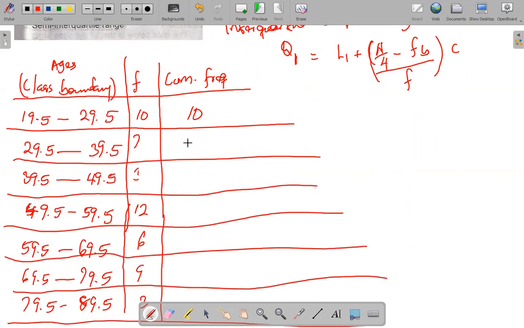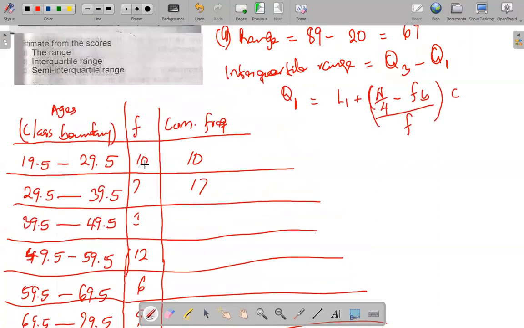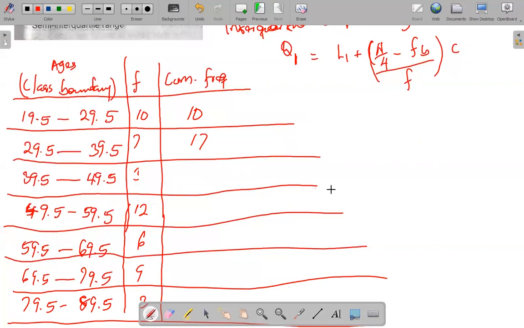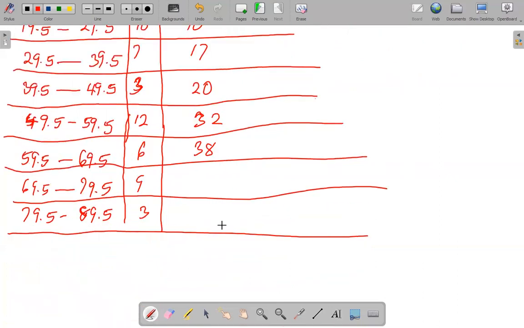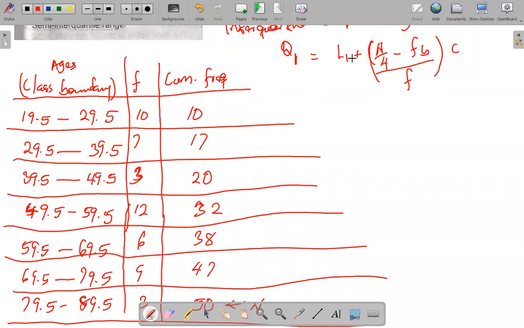Then 7 plus 10 is 17. 3 plus this is 20. 12 plus 20 is 32. 6 plus 32 is 38. 38 plus 9 is 47. And 3 plus 47 is 50. So N, capital N, is this number, the last number there. This is our N. Remember, Q is L1 plus N over 4 minus FB over F times C.